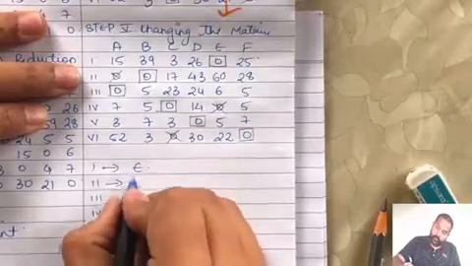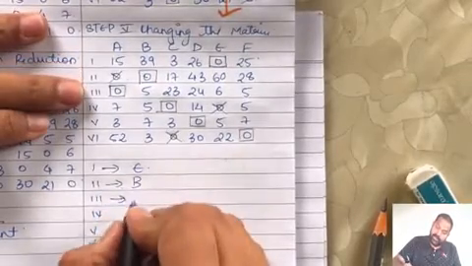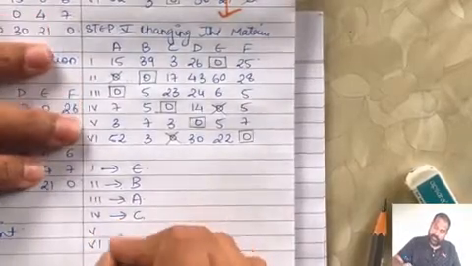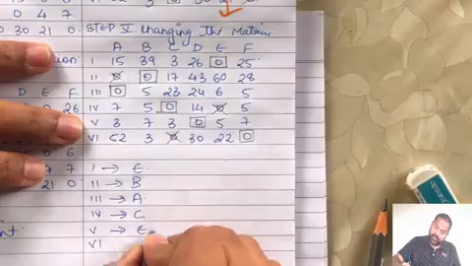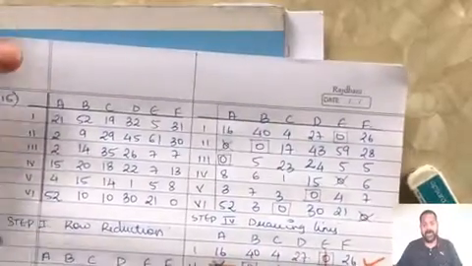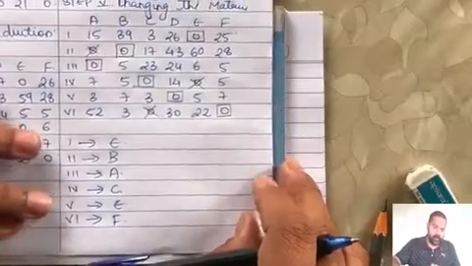2 is going to B. 3 is going to A. 4 is going to C. 5 is going to E. And 6 is going to F. Go back to your original and write the respective values there. So I'm writing it directly, I'm not showing it to you.